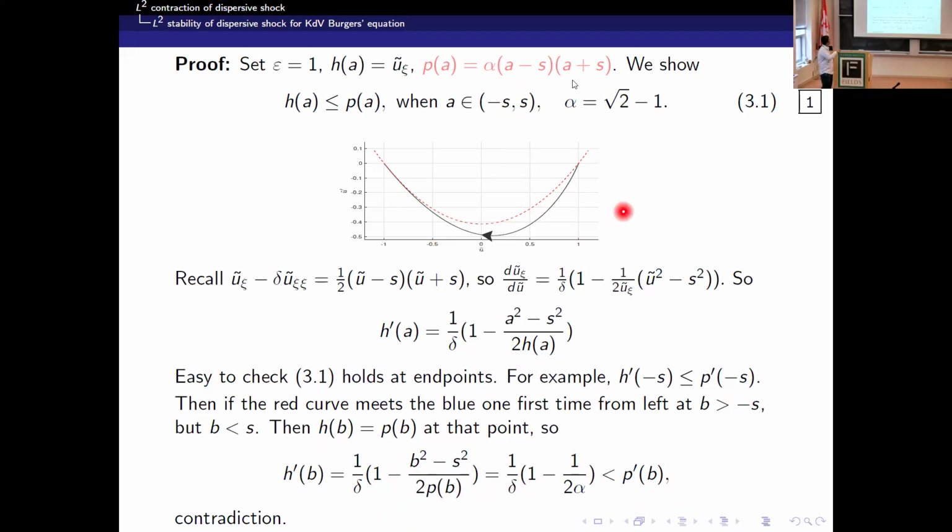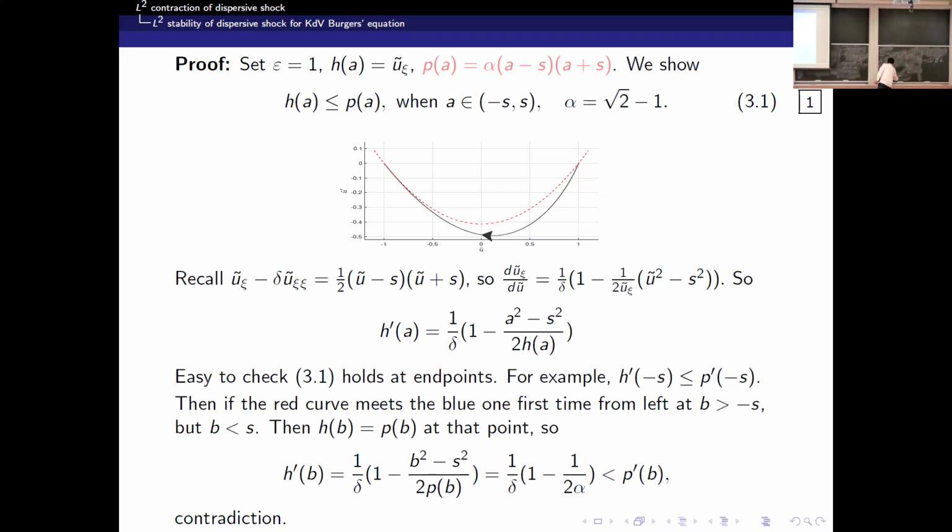You might ask why this number coming from. In fact, this number coming from when you check the 3.1 at the left endpoint. Okay, at the left endpoint is the crucial one. And left endpoint corresponding to U tilde equal to negative s.